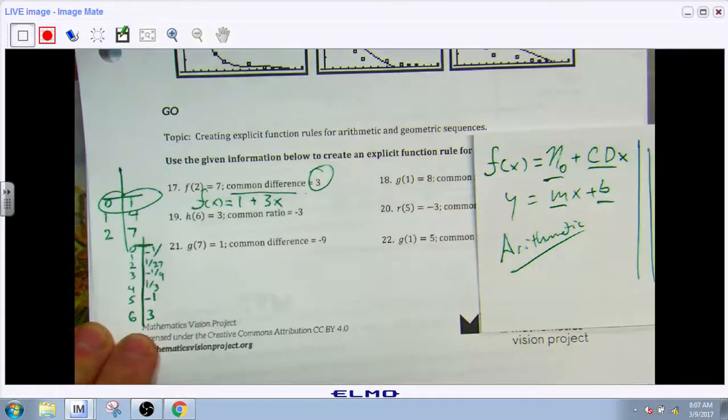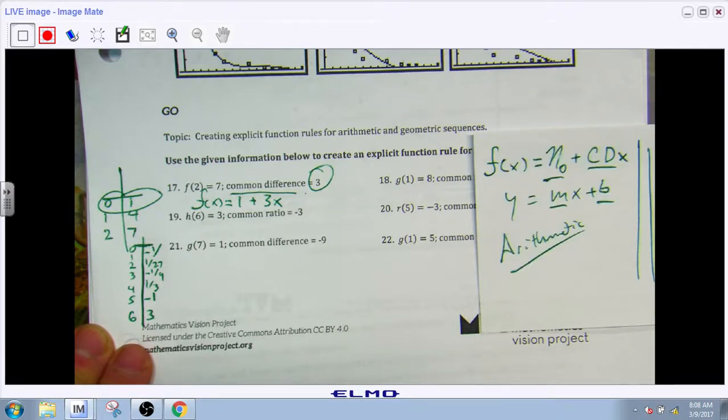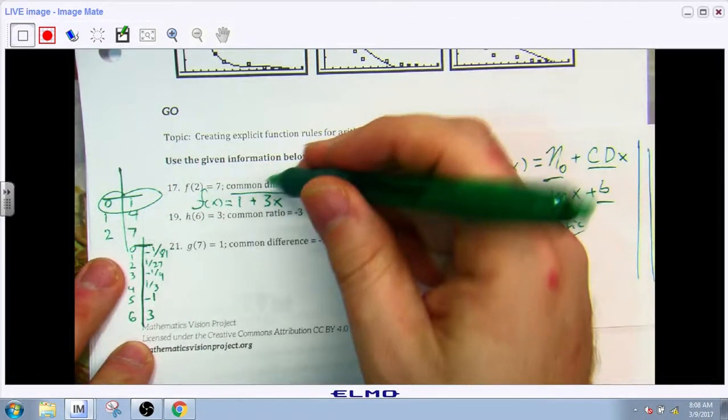Ooh, what's 27 times 3? I don't know that off the top of my head. Wait, yes I do. 81? I think it's 81. Hold on. 27 times 3. 81? All right, I'm so smart.